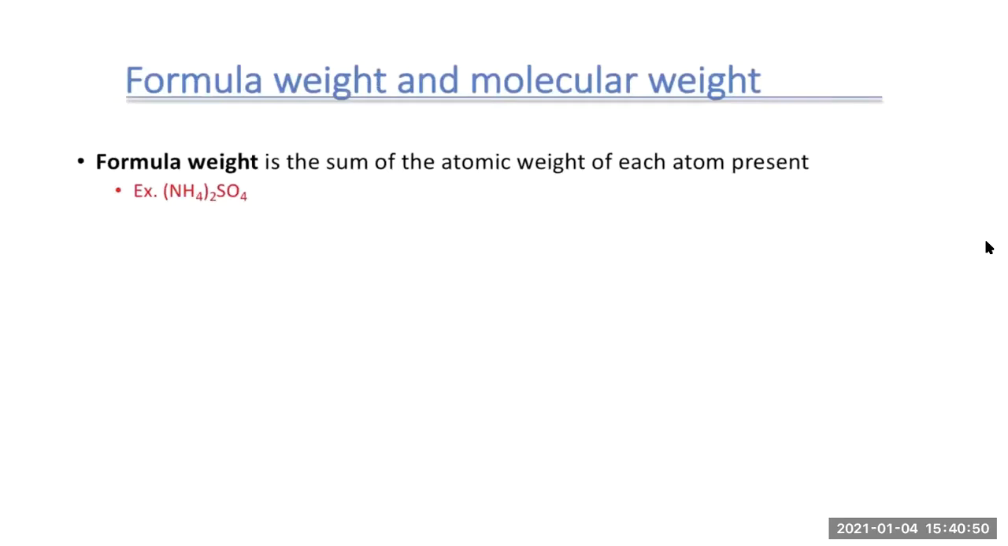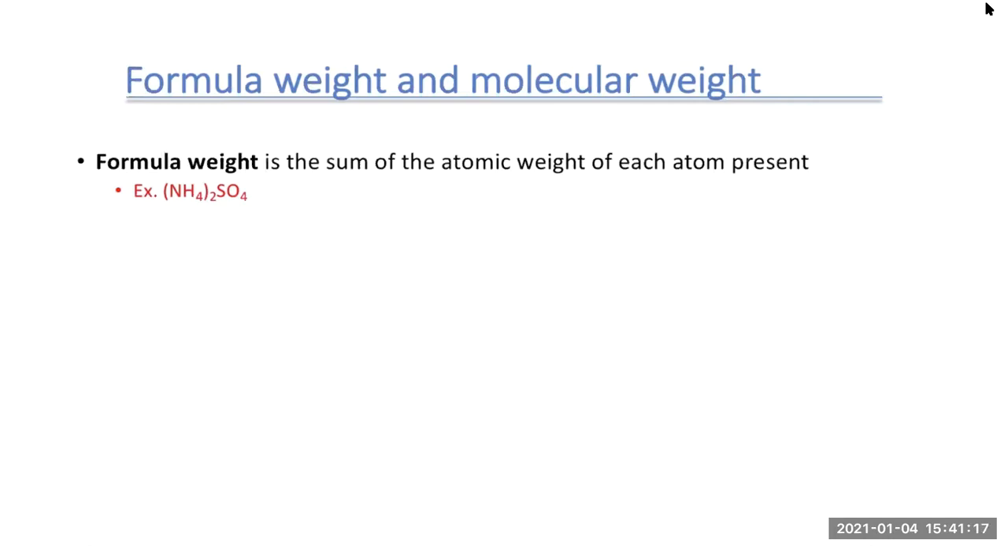So another example, when we're looking at a formula weight and I want to sum it up. One thing I want to bring to your attention is when we have parentheses. Remember, when there's a parenthesis, the subscript out here, the 2, multiplies for the nitrogen and for the hydrogen. So I take 2 times the number of N and 2 times the number of hydrogens, so 2 times 4.